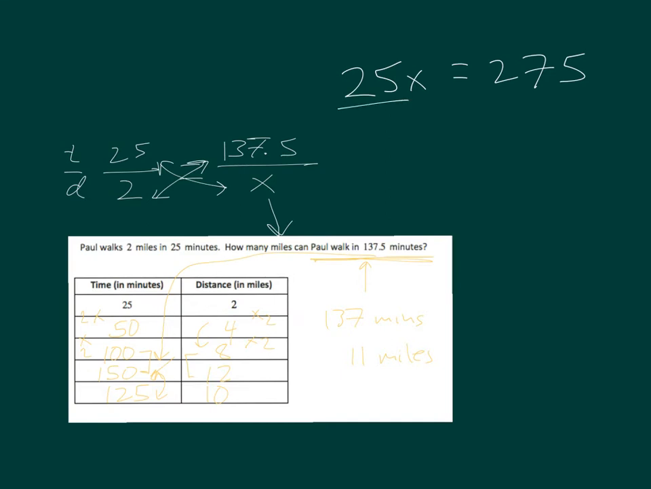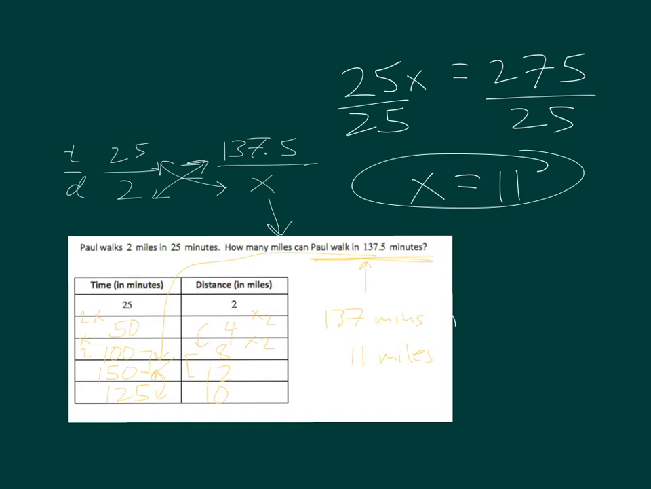So I could divide both sides by 25, and if we divide both sides by 25, I'm left with x on the left side of my equation and 11 on the right side. So in this case, that x represents the distance we could travel in 137.5 minutes. So I see my answer, and I kind of arrived at that in somewhat of two separate ways.